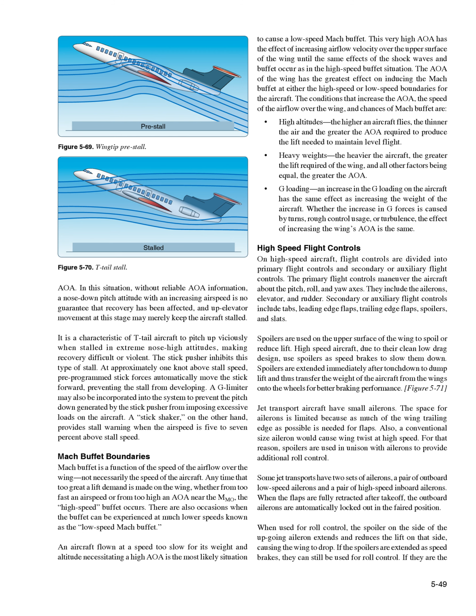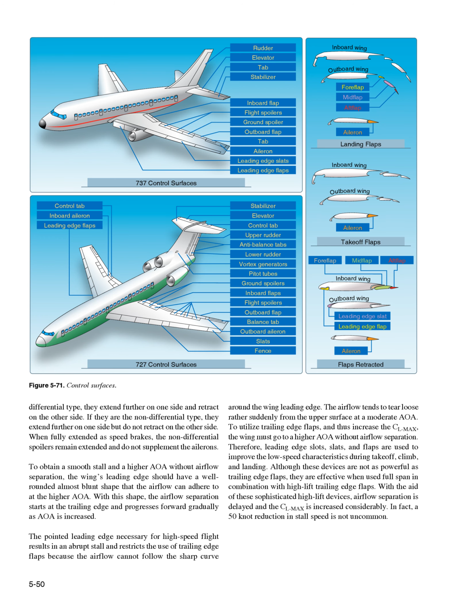If the spoilers are extended as speed brakes, they can still be used for roll control. If they are the differential type, they extend further on one side and retract on the other side. If they are the non-differential type, they extend further on one side but do not retract on the other side. When fully extended as speed brakes, the non-differential spoilers remain extended and do not supplement the ailerons.